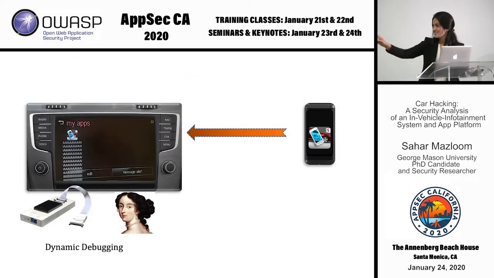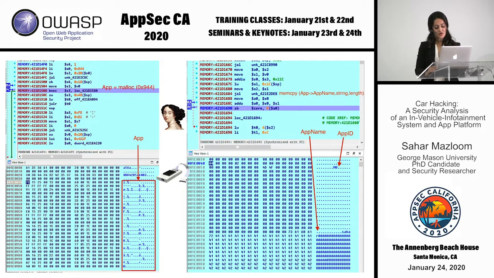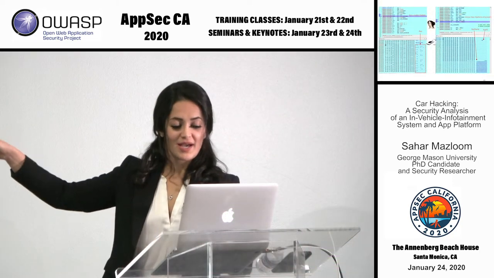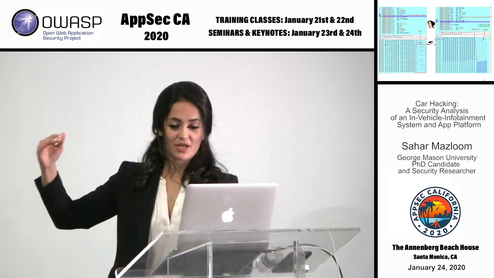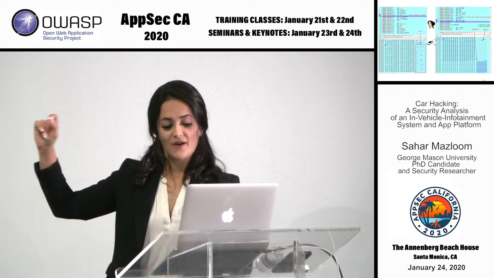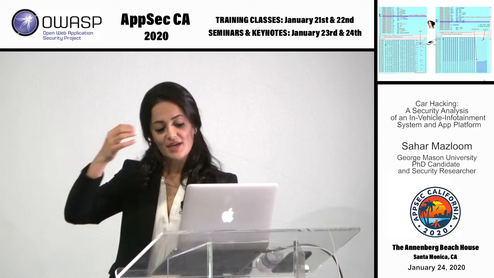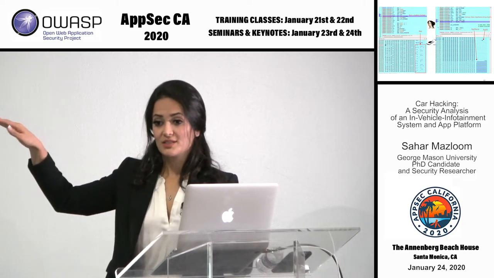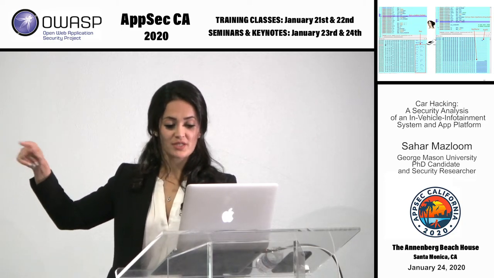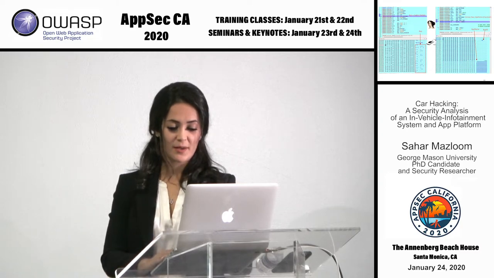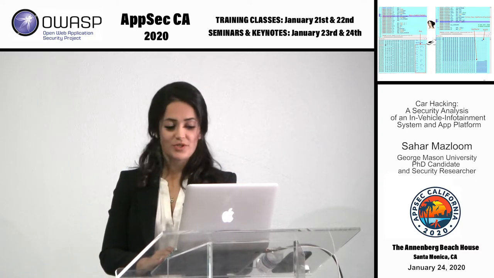And this is my JTAG debugger. I used that and also IDA Pro to do dynamic analysis. The left side shows when the application is running normally, and the right side shows when I fed it my malformed XML files, and it's overwriting the buffer, and it's actually overwriting other buffers in other applications or other information in memory.